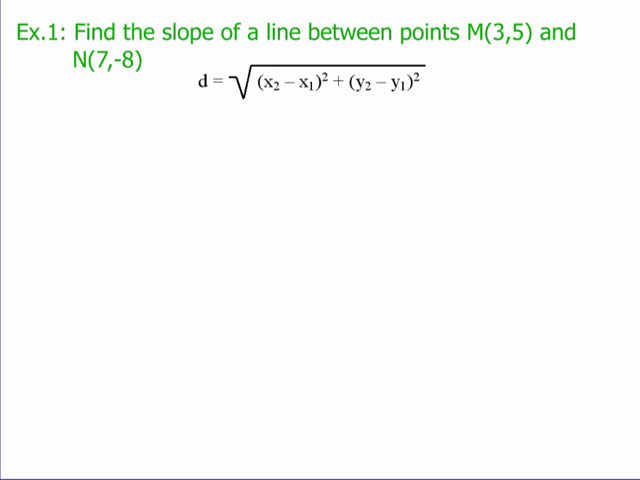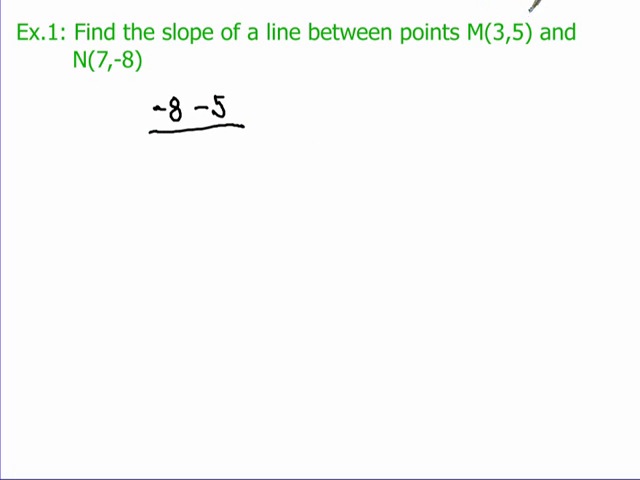All right, so let's take a look at another example. It says find the slope of a line between the points M at 3, 5 and N at 7, negative 8. Well, I'm just going to do what I just did. Find the difference in my y values, negative 8 minus 5. Difference of my x values, 7 minus 3. Negative 8 minus 5, that's negative 13, over 7 minus 3, that's 4. That doesn't reduce, so there's my slope, negative 13 over 4.